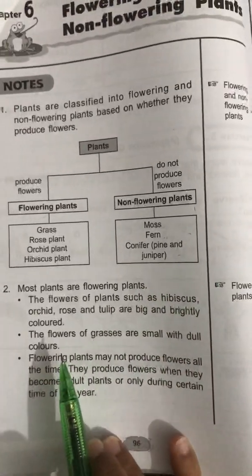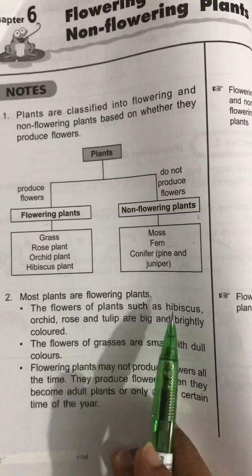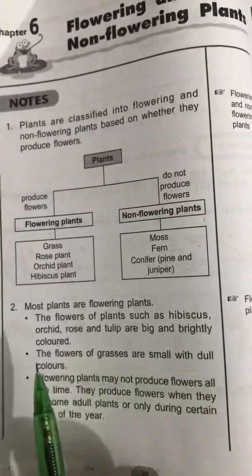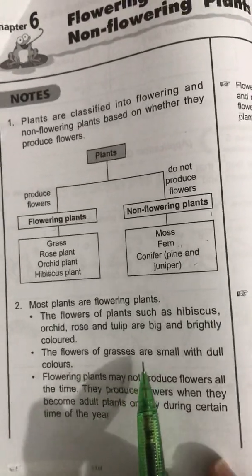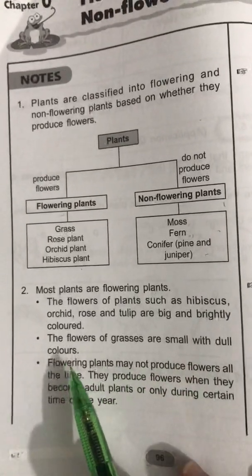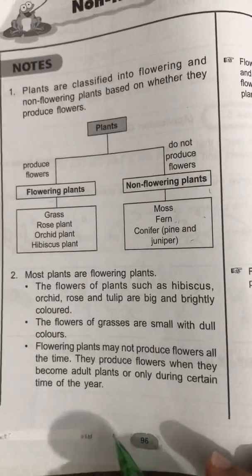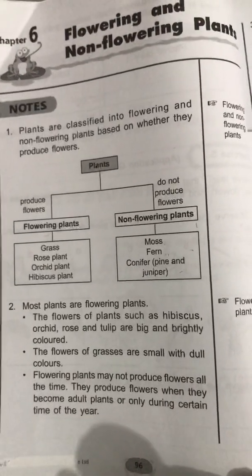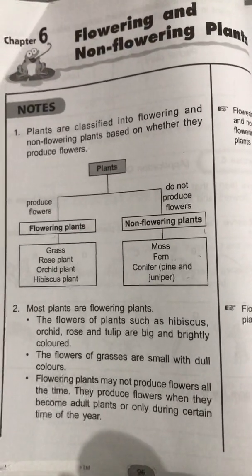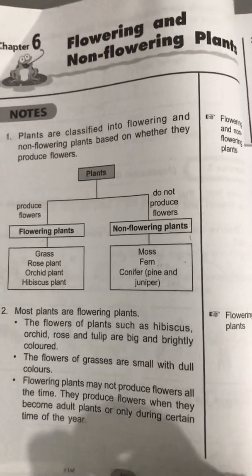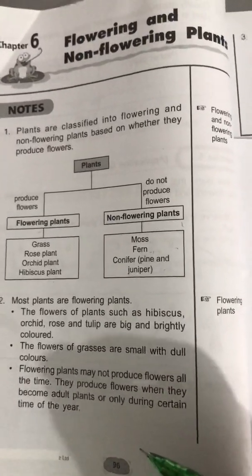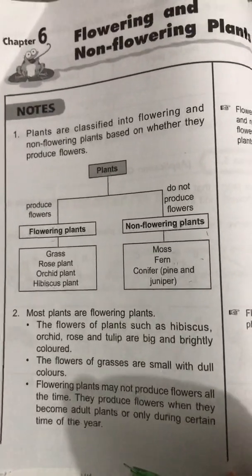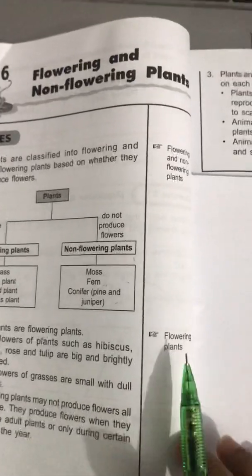Most plants are flowering plants. The flowers of plants such as hibiscus, orchid, rose, and tulip are big and brightly colored. The flowers of grasses are small with dull colors. Flowering plants may not produce flowers all the time. They produce flowers when they become mature plants or only during certain times of the year. So they are not going to have flowers or bear fruit when they are still seedlings or in the young plant stage.